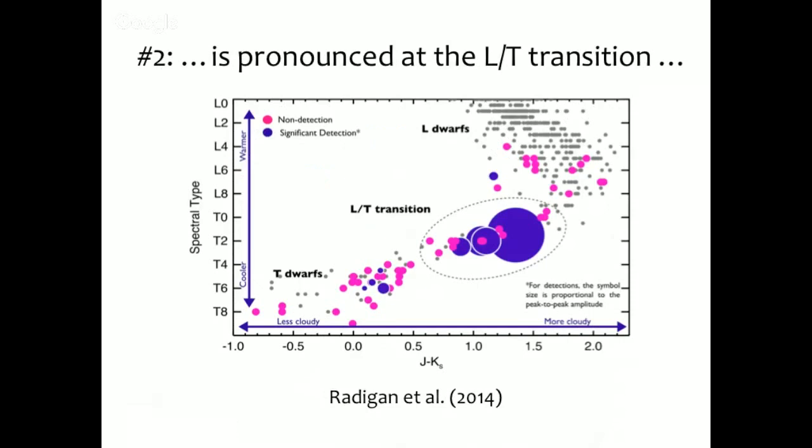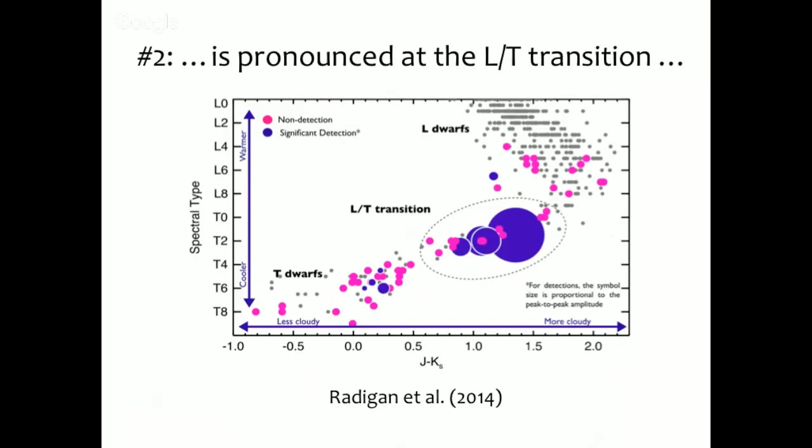The second point is that when we look at the variability in detail, particularly by spectral type, we see that even though it's common to all subtypes, it seems to be largest in amplitude at the LT transition. This is work by Jackie Radigan, her thesis project.